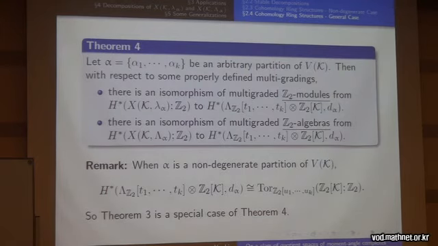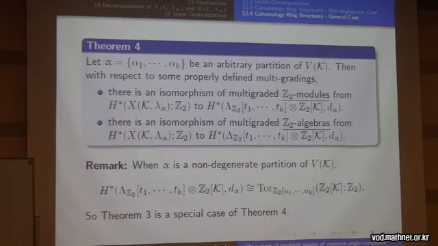So for the general partition, there's an isomorphism of multigraded Z2 modules from the cohomology group of X_K lambda alpha to the cohomology of this algebra with respect to the differential d alpha we just defined, and for X_K capital lambda alpha, there's an isomorphism of multigraded Z2 algebras from this to this algebra.